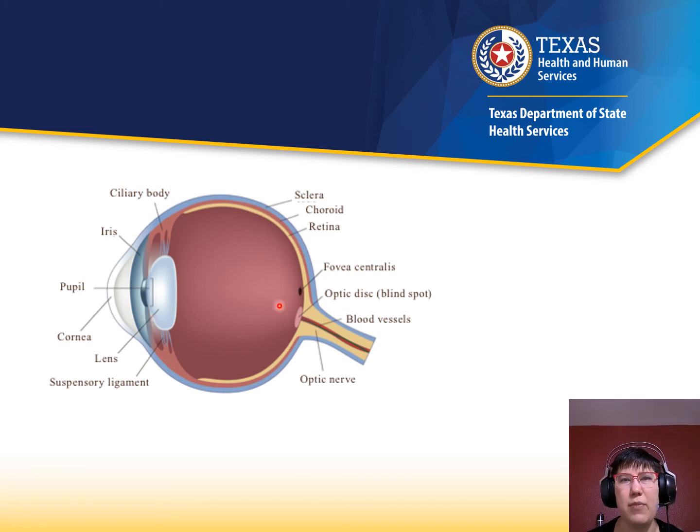And we want it to be focused right here on the fovea centralis, not over here in the optic disc, which is the blind spot. And then from there, the optic nerve receives the information about the light and then sends it to the brain for meaningful interpretation. In the best case, perfect scenario.